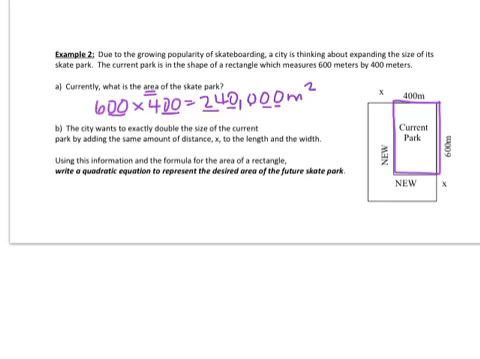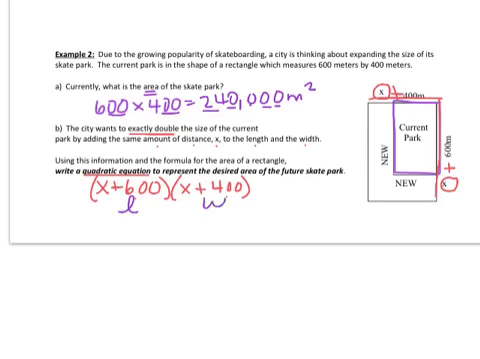Now, the city wants to exactly double the size of the current park by adding the same amount of distance x to the length and width. So they're going to add some distance x to each part of the park, meaning to the width as well as to the length. Okay, so if they do that, we need to be able to figure out a quadratic equation for the expansion of the skate park. So we're going to say, well, if we add x to both 600 and 400 and multiply those together, because remember, this is the length, this is the width, and we're just going to multiply them.